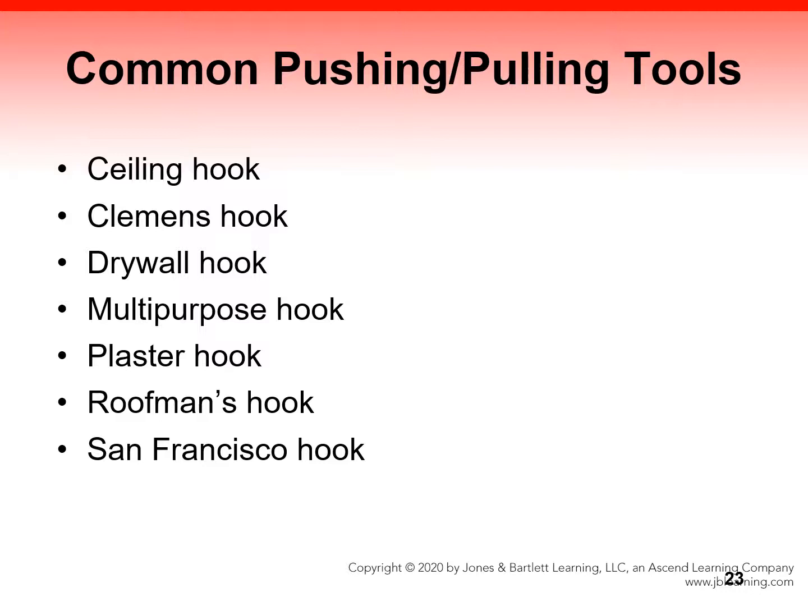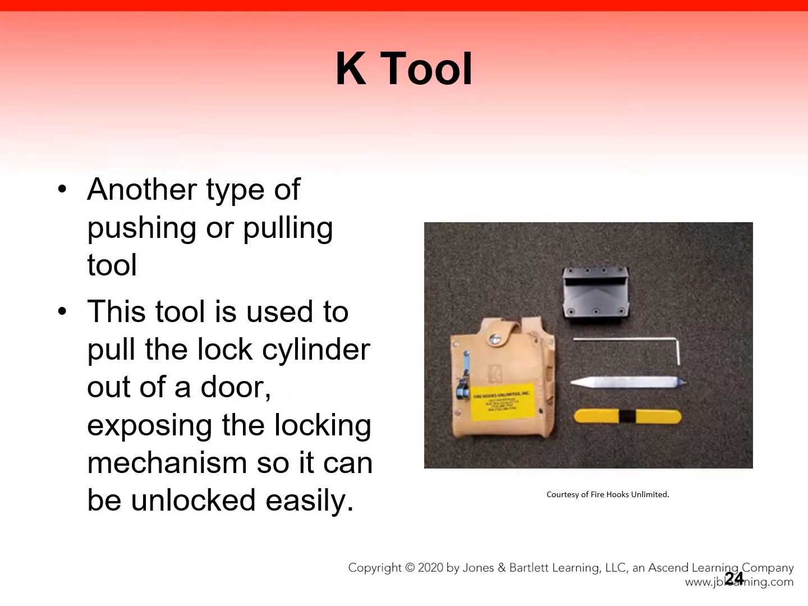Common pulling poles and hooks would be the ceiling hook, the Clemens hook, the drywall hook, the multi-purpose hook, the plaster hook, the roofman's hook, and the San Francisco hook. A K-tool is another type of pushing or pulling tool. This tool is used to pull the lock cylinder out of a door, exposing the locking mechanism so it can be unlocked easily.